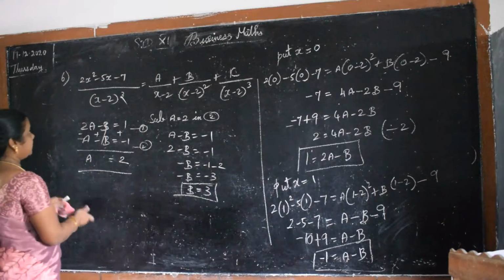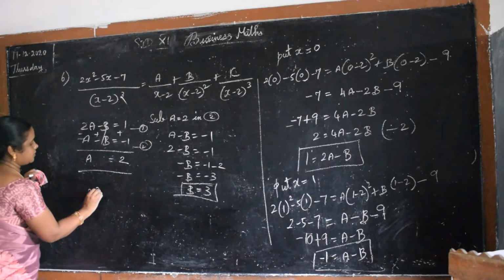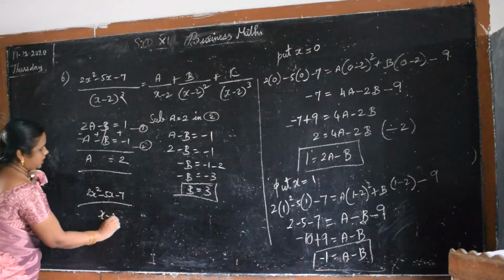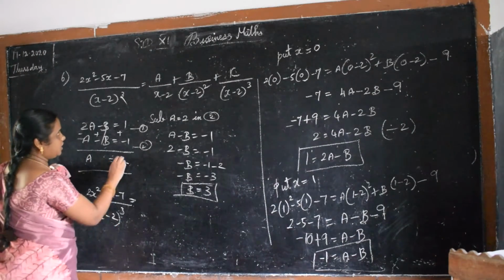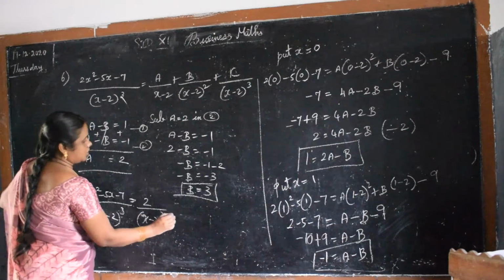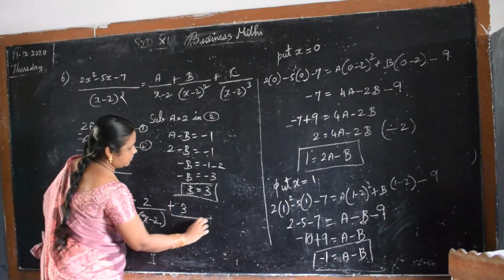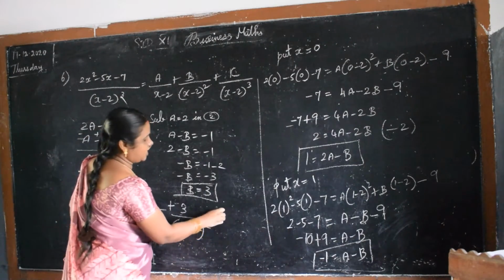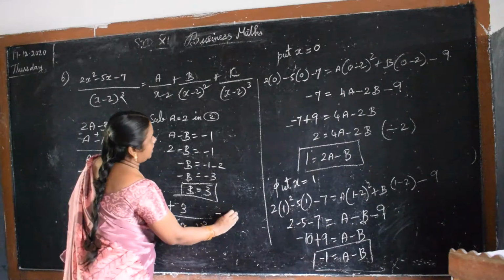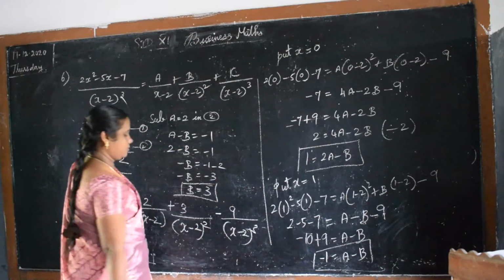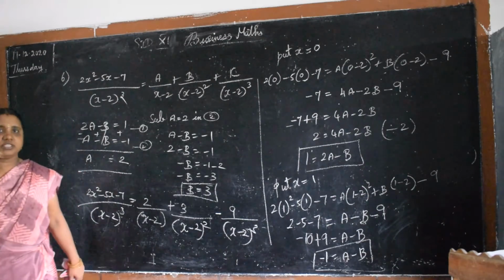What is the question given? (2x square minus 5x minus 7) by (x minus 2) whole cube is equal to a by (x minus 2), so 2 by (x minus 2), plus b, here our b value is 3, by (x minus 2) whole square, plus c, our c value is minus, so put minus here, minus 9 by (x minus 2) whole cube. This is the answer. Have you understood, children?